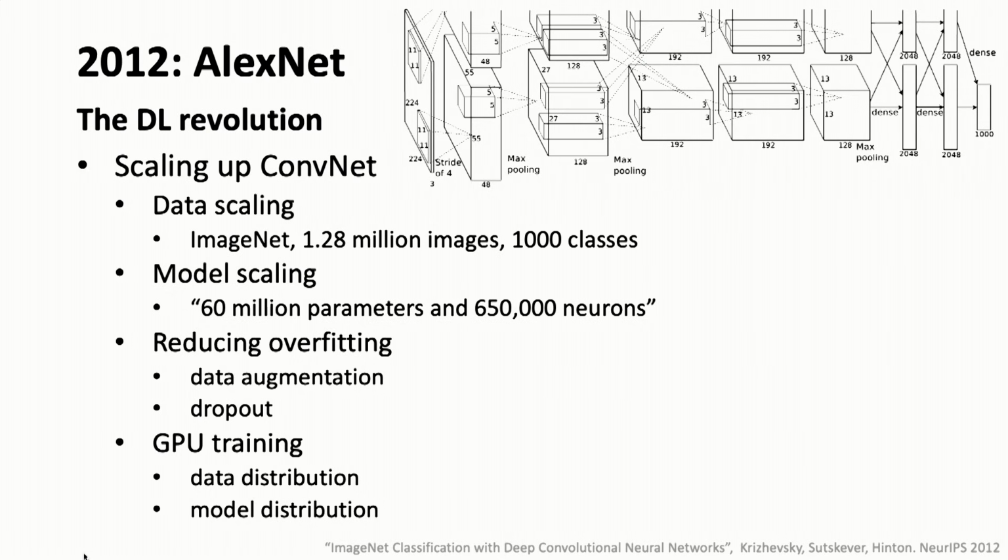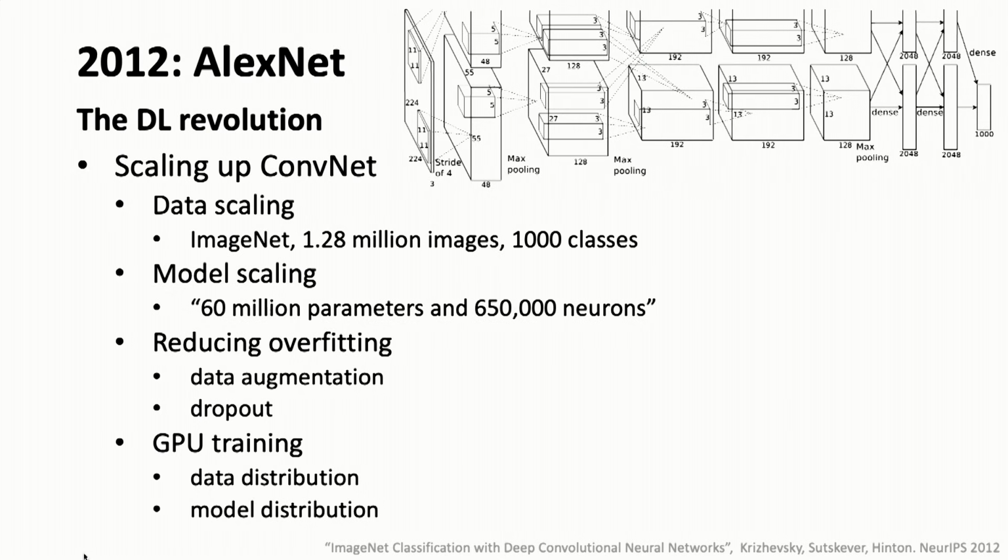Then in order to train such a large model, even with the help of large-scale data, people need to introduce effective techniques to reduce overfitting. And the AlexNet paper explored two very effective techniques in this regard. One is data augmentation, and the other is dropout. These two techniques are still widely used in today's neural network training technologies.